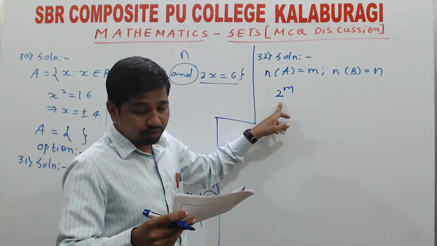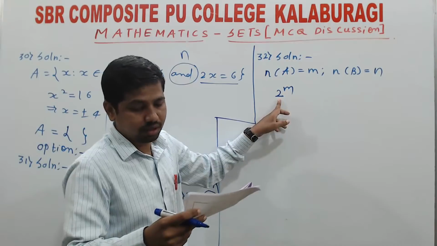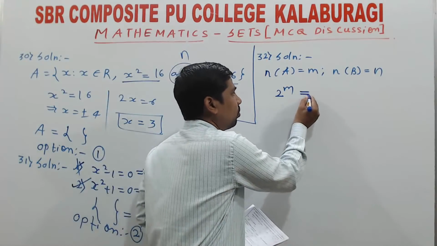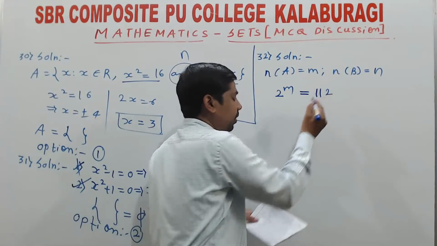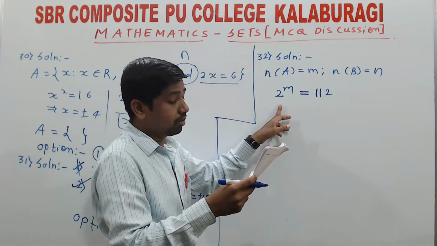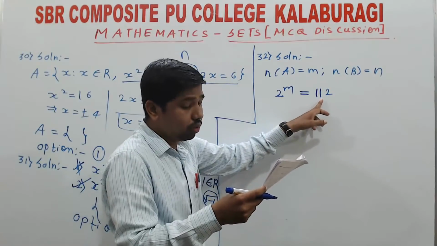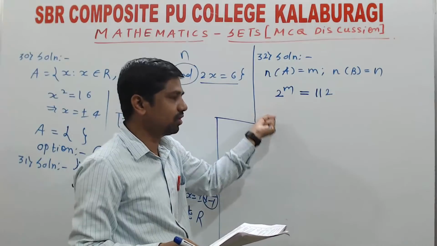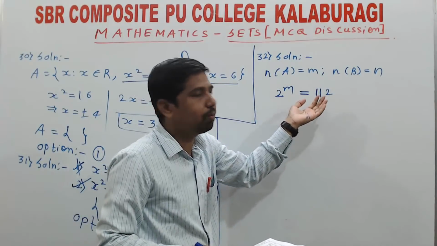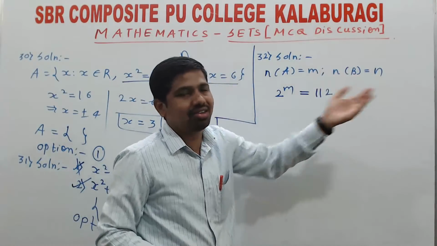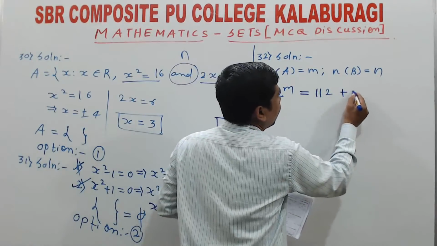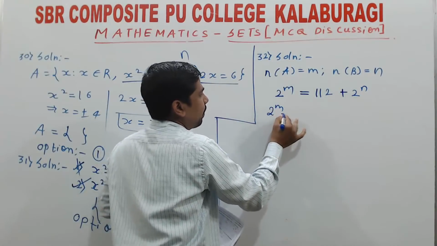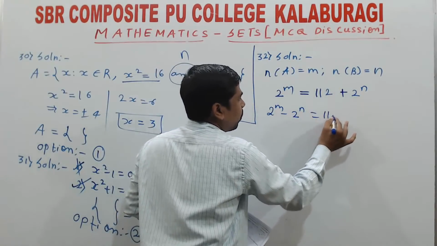The number of subsets of the first set is 2 raised to m. The number of subsets of the first set is 1 more than the number of subsets of the second set. This means the total number of subsets in the first set is equal to 1 plus the total number of subsets in the second set. What is the total number of subsets of the second set? It is 2 raised to n. So 2 raised to m minus 2 raised to n is equal to 112.